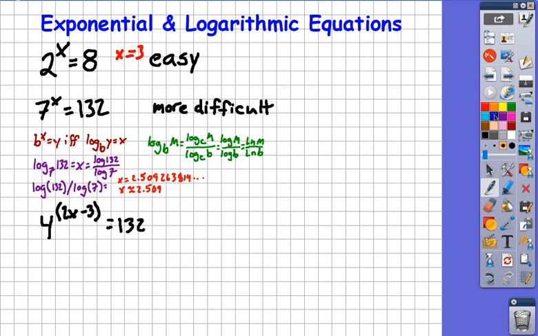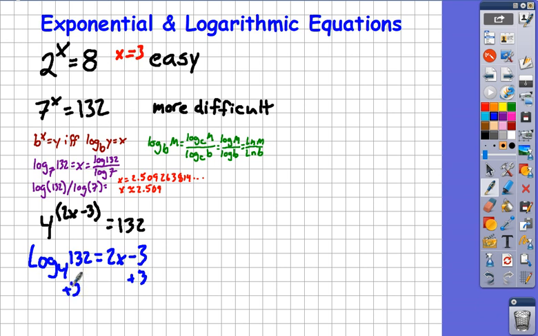So if we do that, we end up getting log base 4 of 132 equals your power, 2x minus 3. So notice x is now off the power, and it's come down. We can now isolate x with the algebra we know. Add the 3 to both sides. And notice the 3 is not going to add to the 132.